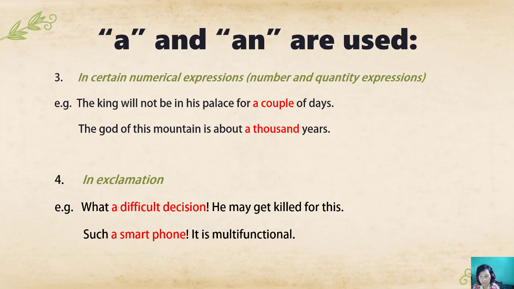Okay, the next is in exclamation. What a difficult decision, he may get killed for this. What a difficult decision. If you use a, it means it's only one. If you want to have more than one, you can have it not in a singular noun, of course. It must be plural: what difficult decisions. Okay. Such a smartphone. It is multifunctional.